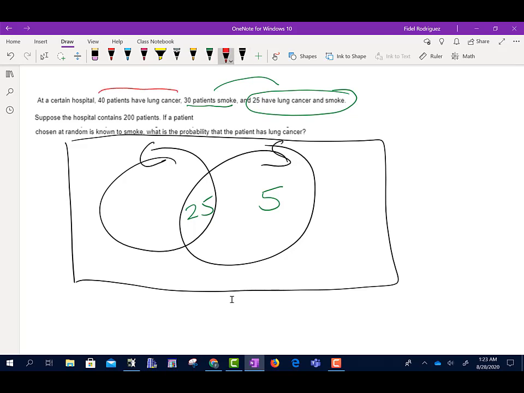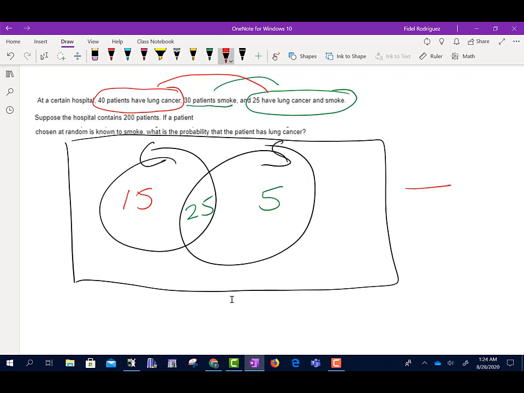Now, same thing over here. We have 40 patients that have lung cancer. 25 of those patients with lung cancer also smoke. So if I were to subtract those numbers, that would give me 15. And I know that would be accurate because everybody in this circle has cancer, and there's a total of 40 of them, right? Okay. So now it says if a patient chosen at random is known to smoke, what's the probability that they also have lung cancer?